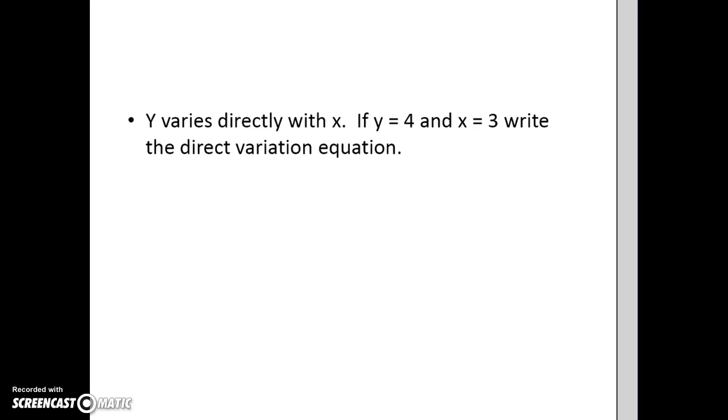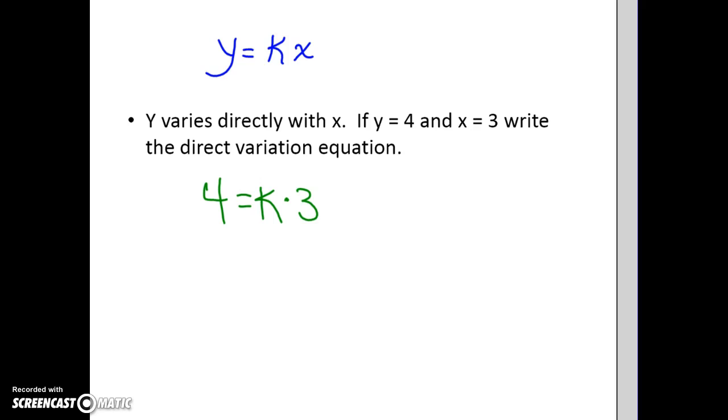This one is not real world. This one is just the math. y varies directly with x. So I know y must equal kx. If y equals 4, okay, y equals 4, so 4 must equal k times 3, and x equals 3. Write the direct variation equation.